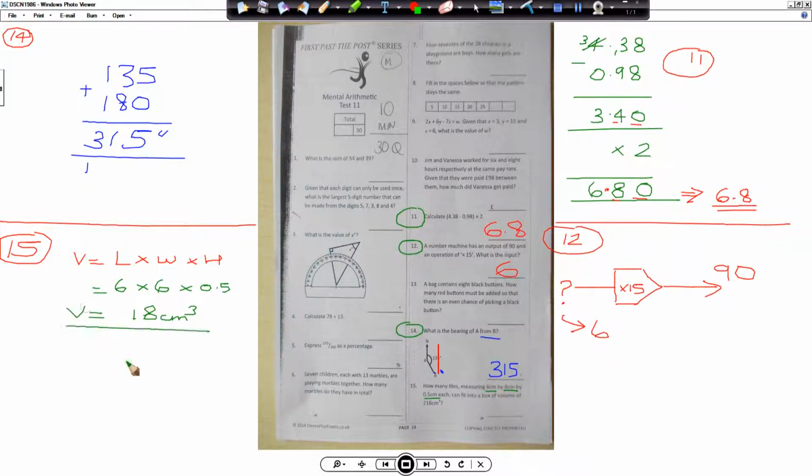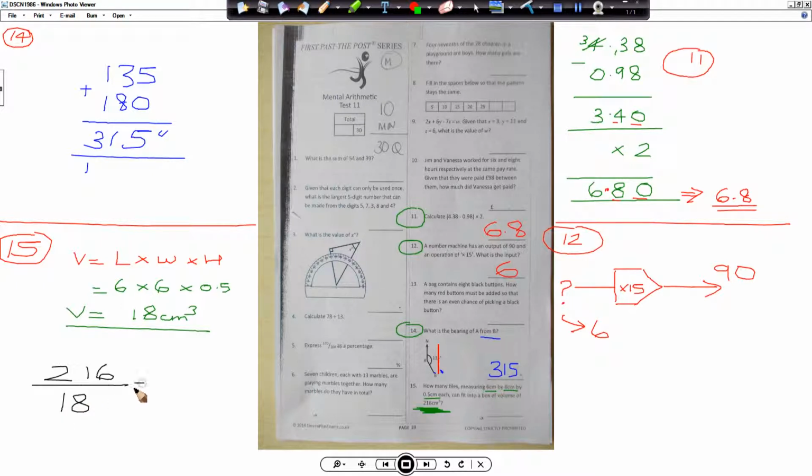Right, the volume of that one tile is 18 centimeters cubed. What is the volume of the container that you're going to put them into? 216. So the next part of the calculation involves 216 centimeters cubed divided by 18.